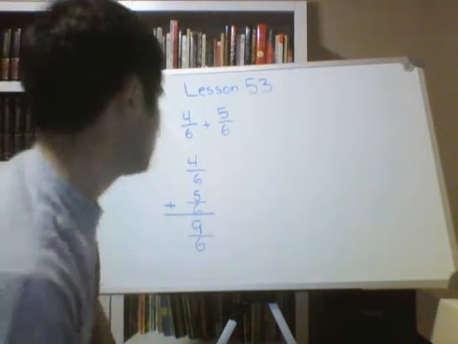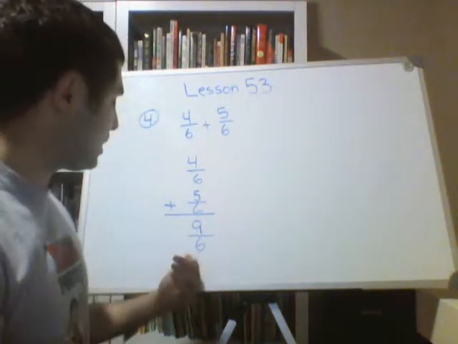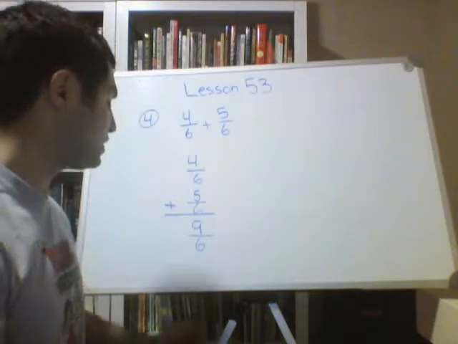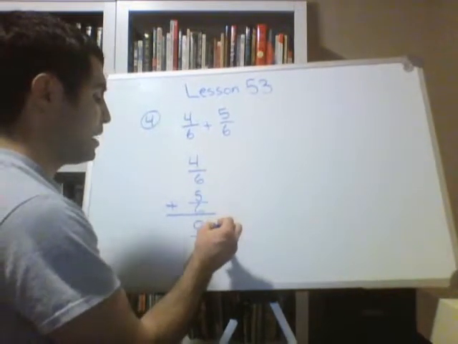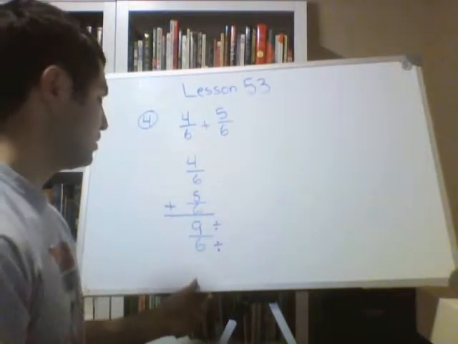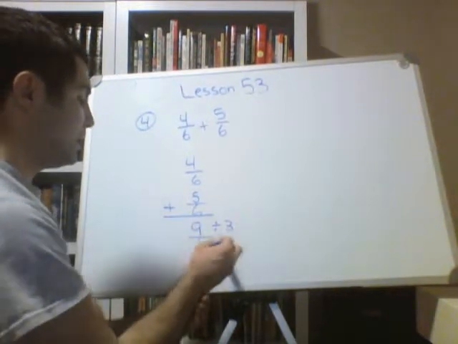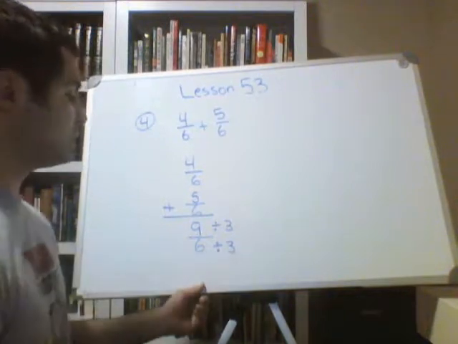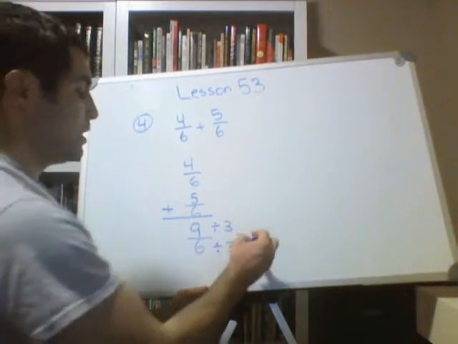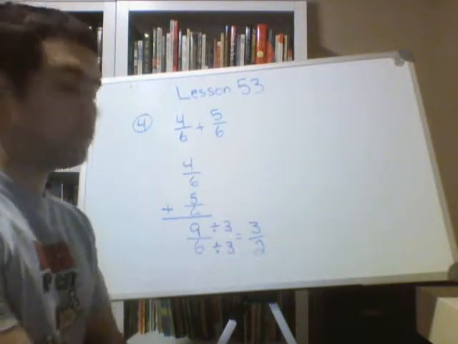Alright, so 9/6. This is improper, and it can also be reduced. You can do it one of two ways. You can reduce first, or you can change it to a mixed number. I'm going to reduce. I'm going to divide top and bottom by the greatest common factor, which is 3. 3 is a factor of 9, and 3 is a factor of 6. If you divide the top by 3, you have to divide the bottom by 3. 9 divided by 3 is 3. 6 divided by 3 is 2. So this reduces to 3/2.